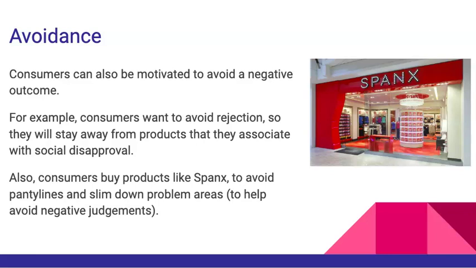Avoidance: consumers can also be motivated to avoid negative outcomes. So for example, if a consumer wants to avoid rejection, they'll stay away from products that their social circles, their friends, their coworkers disapprove of. Also, in thinking about avoidance, consumers might buy products that help them avoid embarrassing social situations. So for example, Spanx is a company that does a lot of shapewear products that help consumers slim down. And so by buying a product like that, consumers could be potentially avoiding being judged negatively by their peers.